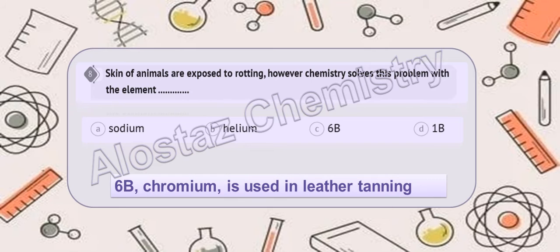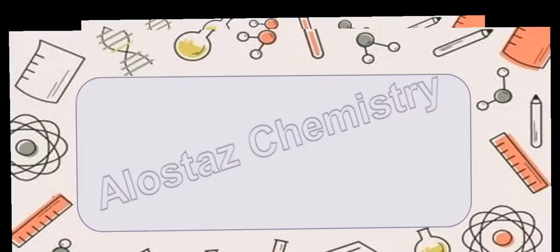Okay, what do we use to prevent this rotting? We have in group 6B chromium. As I said, its main use is to prevent rotting of leather, or leather tanning. Okay, we have leather tanning, which prevents the rotting of what? Of the skin of animals. Okay, the right answer will be letter C. Okay, let's go to question 9.